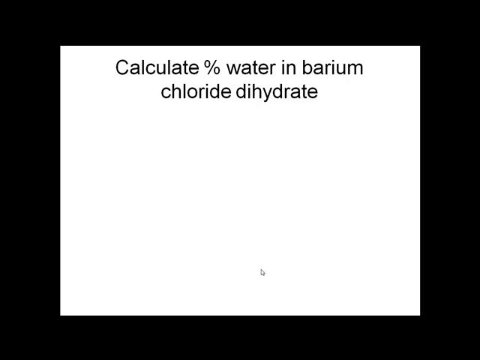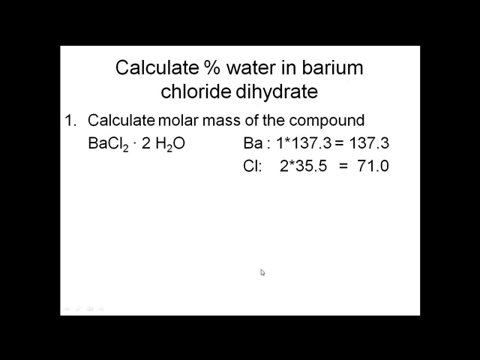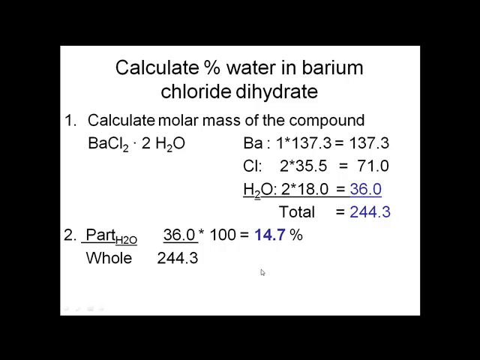All right, you had a minute to do that. Hopefully you first came out with the barium chloride being BaCl2·2H2O. So we look at the molar mass of barium, the chloride, and the water. Our part for the water is 36. Our total was 244. Divide them times 100, 14.7%. So if you had a sample of barium chloride dihydrate, 14.7% of it would be H2O, water.